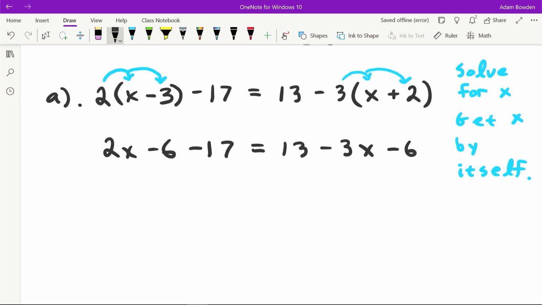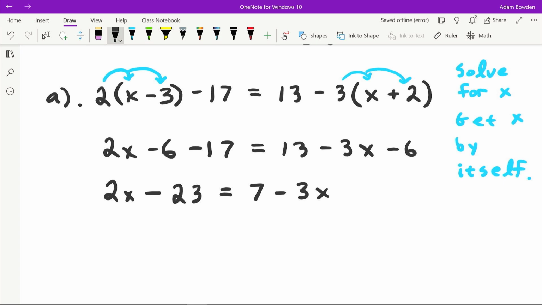Now again, we want to get x by itself on one side of the equation. So let's start putting things together. On the left side, I'm going to take the negative 6 and the negative 17. If we do negative 6 minus 17, we'll get negative 23. So we'll write 2x - 23. On the other side, we have 13 minus 6, which is 7. And then we write 7 - 3x.